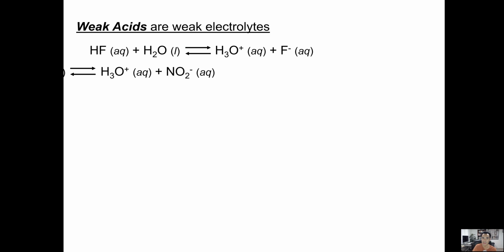Now let's talk about some weak acids, which are weak electrolytes, as I mentioned before. Hydrofluoric acid is a very weak acid. If you go down group 17, you will find that the acidity increases as you go down the group. Hydrofluoric acid is very similar to acetic acid: it has that double arrow, which means it doesn't dissociate 100% to form fluoride ions.